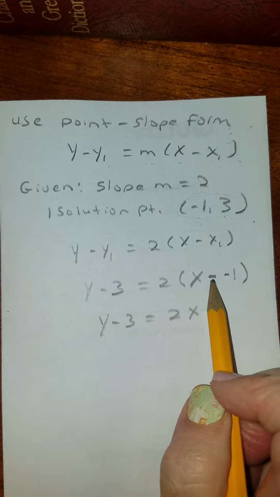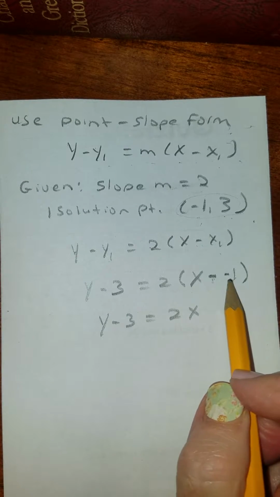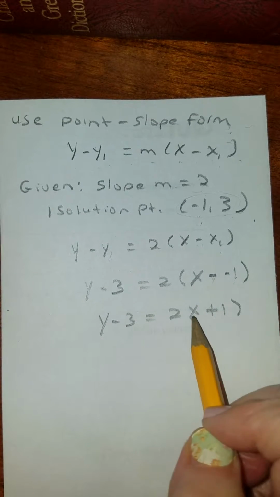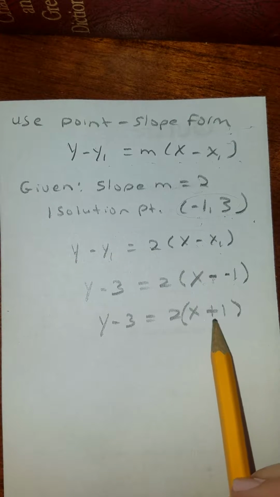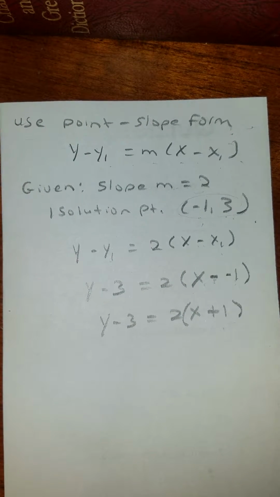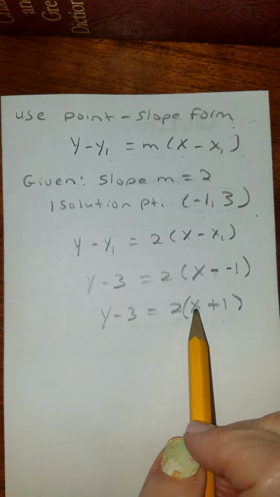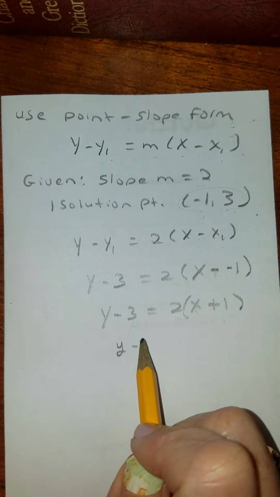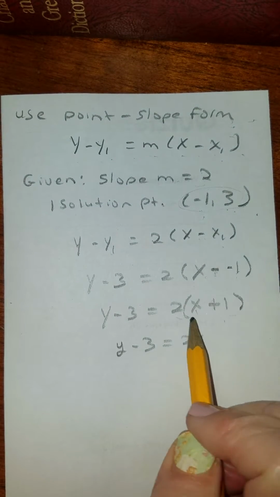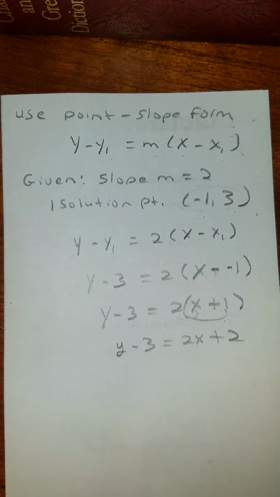Remember, this means add the opposite, or what's the opposite of a negative 1? A positive 1. Okay? So this becomes a positive 1. So you've got to pay close attention to those signs. Now I'm going to distribute this 2 out. So I get y minus 3 equals 2x plus 2.